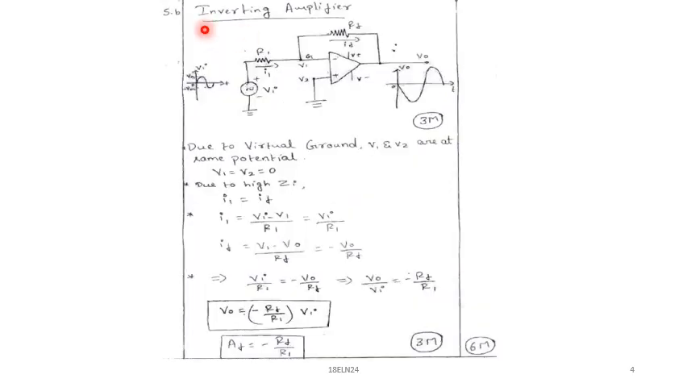The second question is 5b, the inverting amplifier. Inverting amplifier means the input signal is given to the inverting terminal of an op-amp. The minus indicates the inverting terminal, and the non-inverting terminal is connected to ground. This is the circuit diagram, and here you apply the input signal and the output you expect is the inverted version of the input signal. So it is called an inverting amplifier.